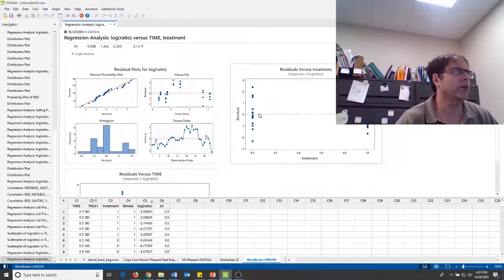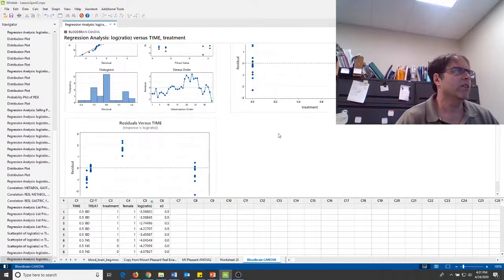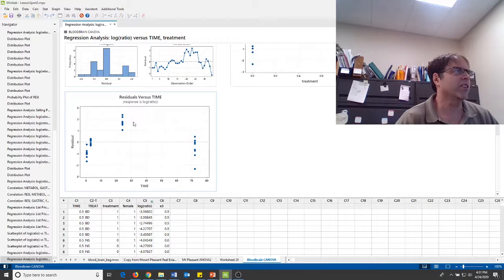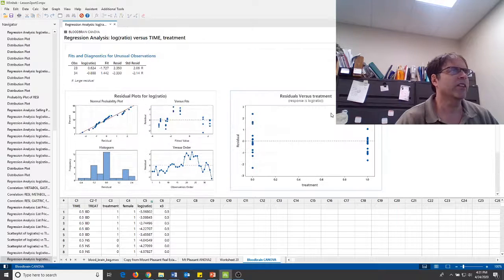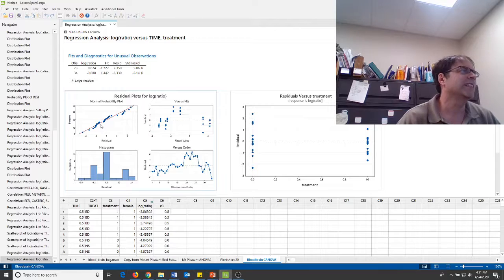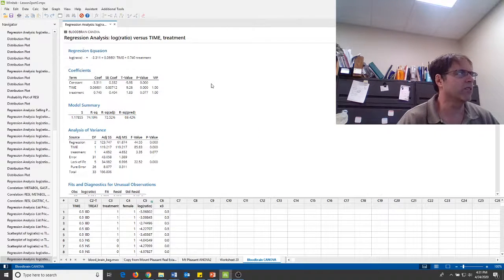We'll quickly skip down to the residuals. Ooh, this doesn't look good. There does appear to be a pattern here, so that's not good. The residuals versus treatment may be okay. The normal probability plot, we may want to look at the one that gives us the p-value, but we're just checking that to remind you of that.